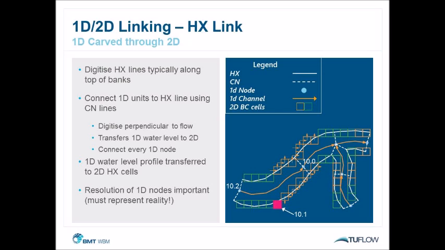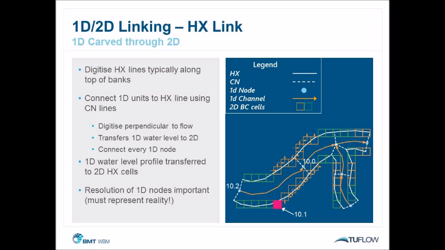So effectively what happens there in that little diagram is a water level of 10.2 and a water level of 10.0 at the next node downstream. So the cell at the bottom shown in red is about halfway, so it will be assigned a water level of 10.1. So each HX cell is assigned a water level linearly interpolated based on its relative distance from the connection lines. So it's very important that those connection lines are digitized pretty well perpendicular to the flow, because you're transferring that water level to the side of the riverbank.